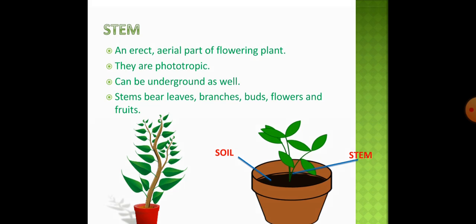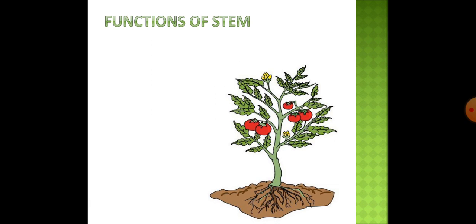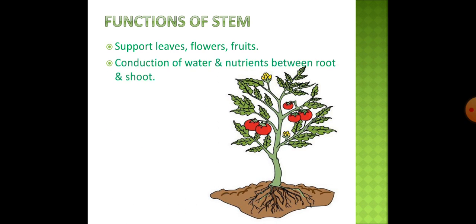Next, the function of stem. Students, just look at this picture. You can see that the stem of this plant is giving support to leaves, flowers and fruits. So this is the first function of the stem. Second is conduction of water and nutrients between root and shoot.